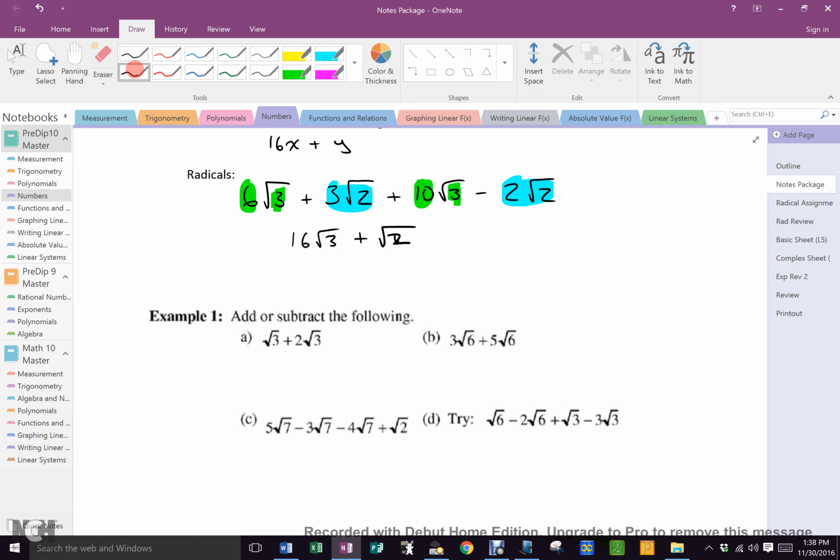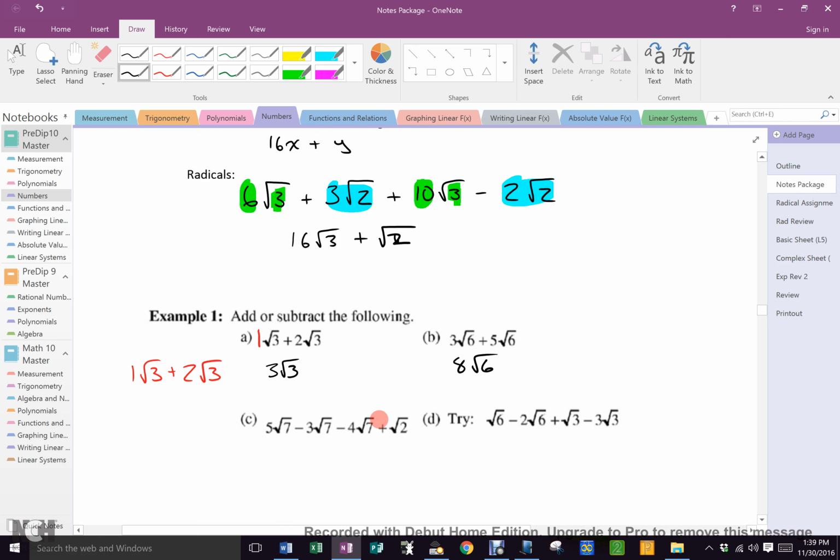What is A? 3 root 3. In her head right away. Why is it 3 root 3? Because that's 1 root 3, because there should be a 1 there, plus 2 root 3's, to get 3 root 3's. What's B? 8 root 6. Great, we're working in our sleep. No problem. What about that one?